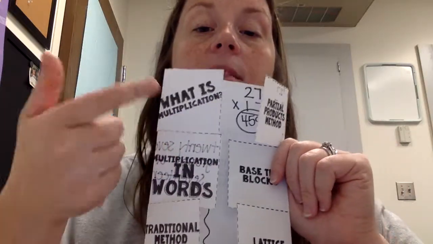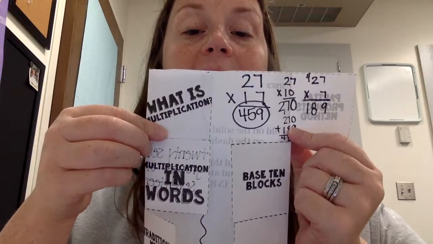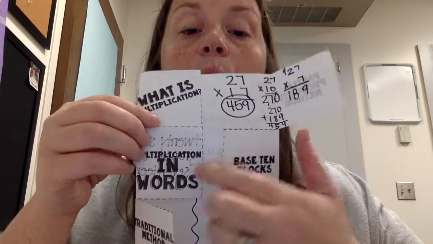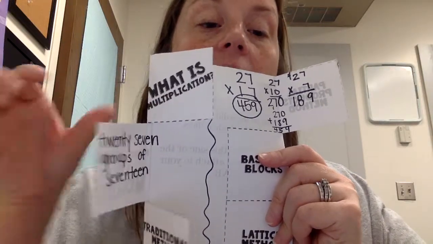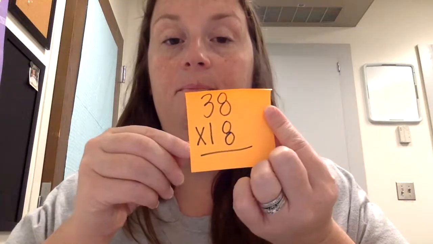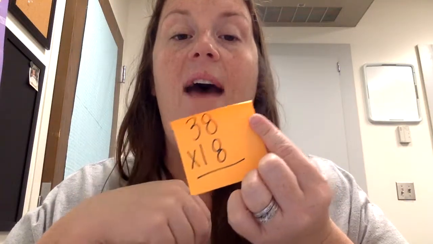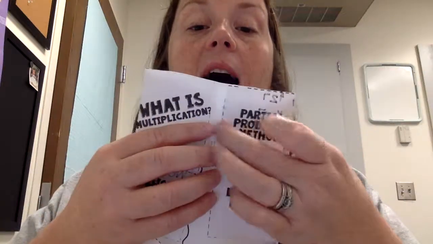The next thing you're going to do, after you finish your partial products example, is you're going to write multiplication in words. So that's this piece right here. So my original problem was 27 times 17. In words, that is 27 groups of 17. So you're going to do the same thing using your problem.